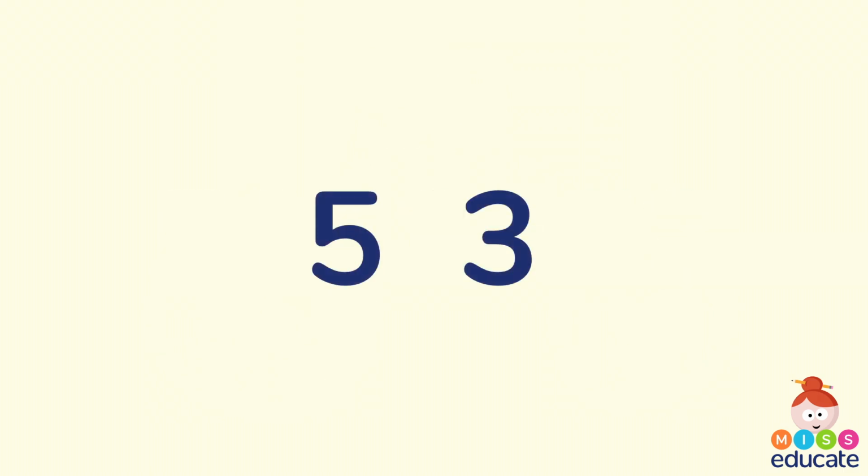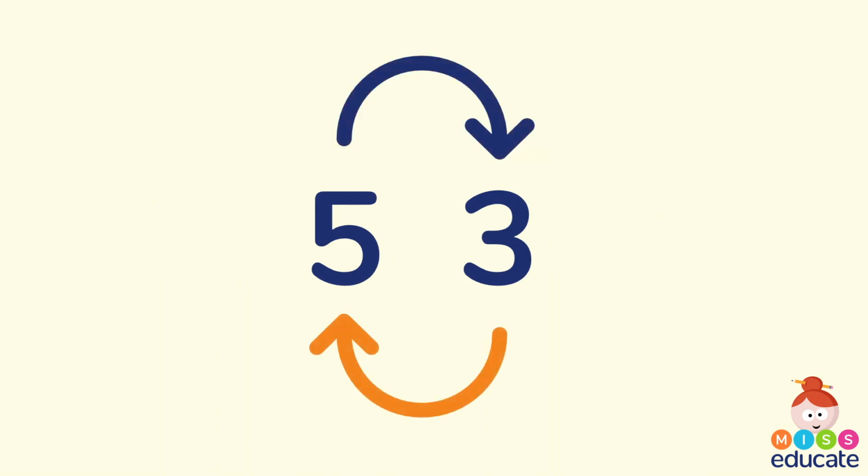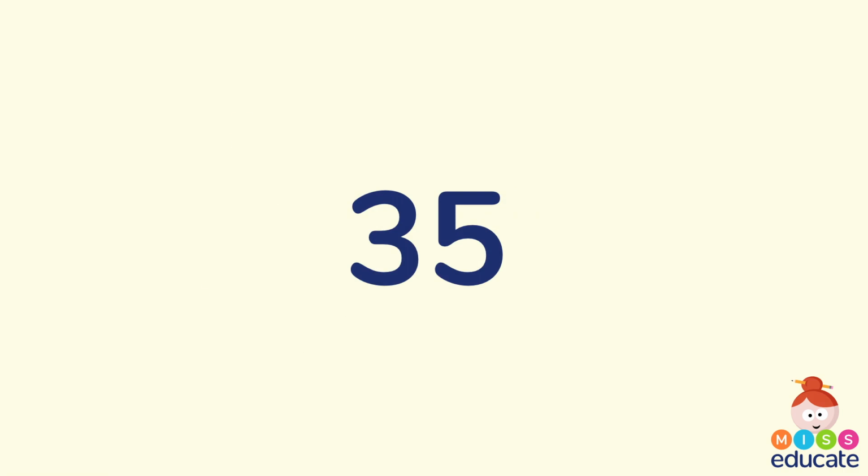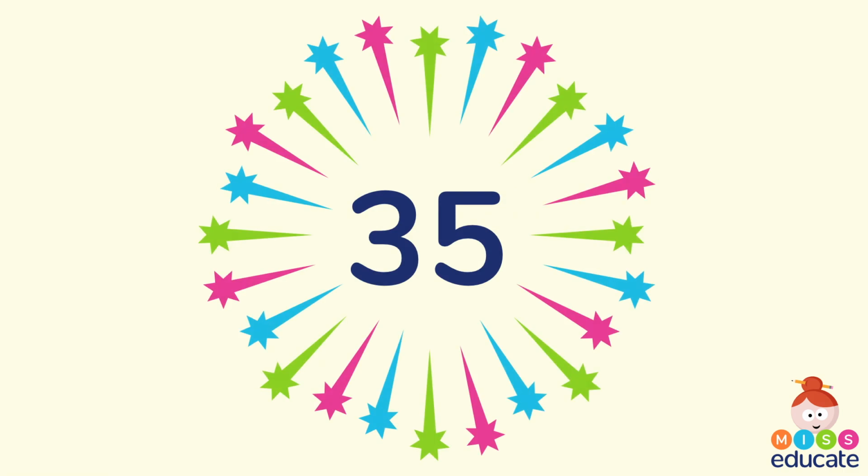What about if we switch the digits around so that the 5 is in the ones column and the 3 is in the tens column? What number do you think that would make now? What do you think it would be? That's correct. It would be 35.